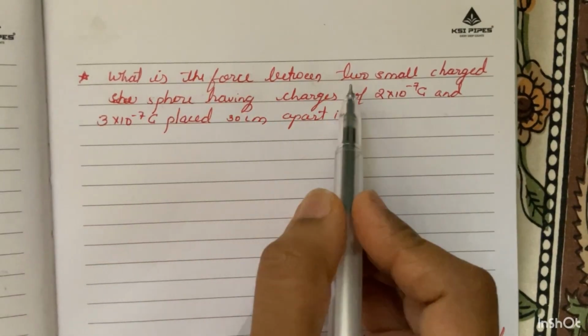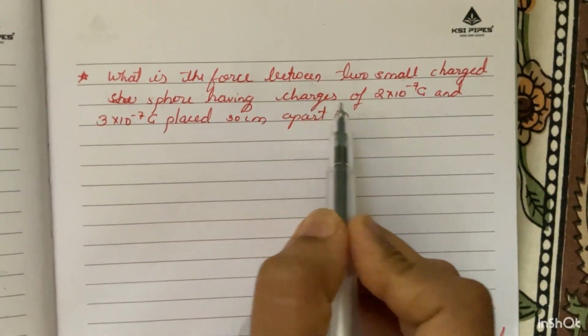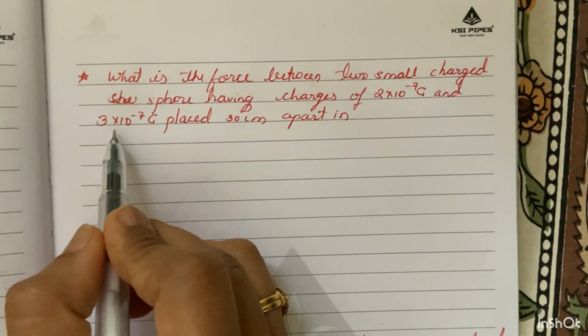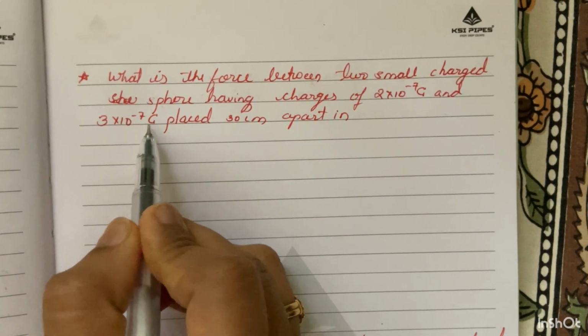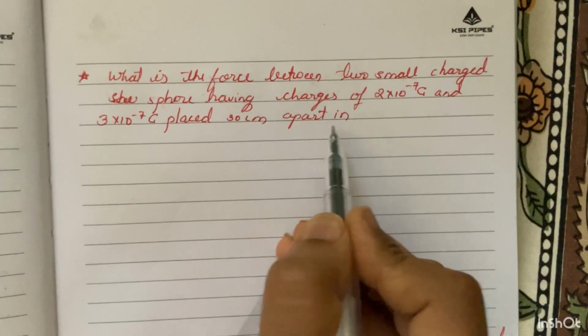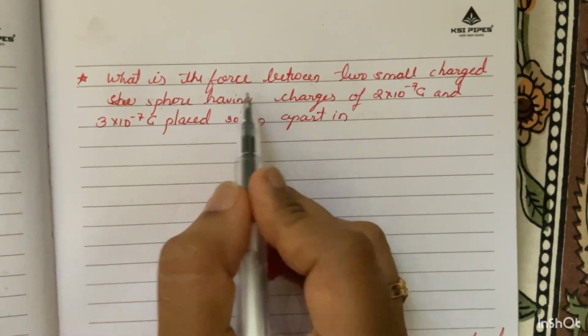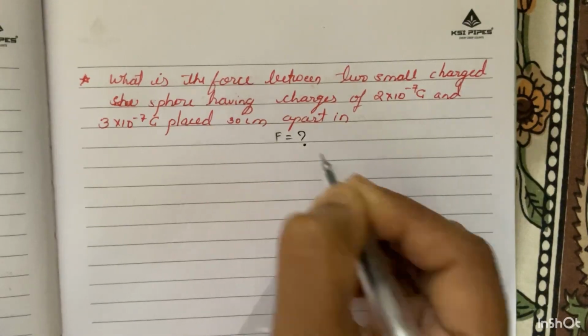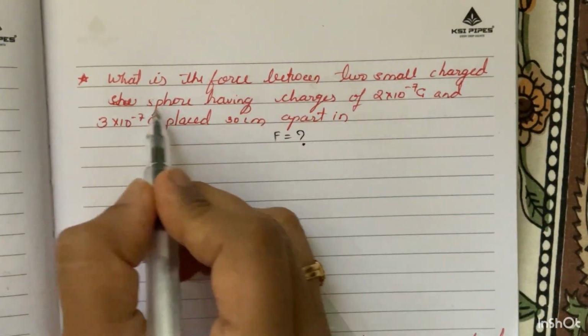What is the force between two small charged spheres having charges of 2 × 10^-7 coulombs and 3 × 10^-7 coulombs placed 30 centimeters apart in air? Now, in this question they are asking us to calculate the force here. So force equals what? Question mark, between two small charged spheres.